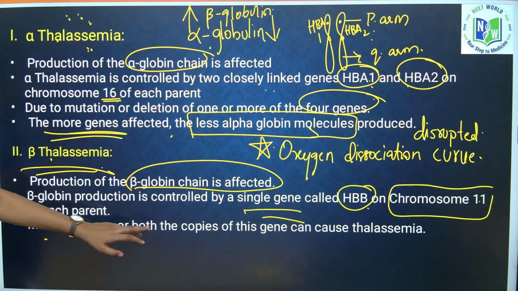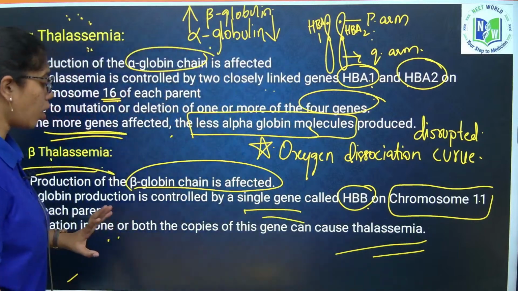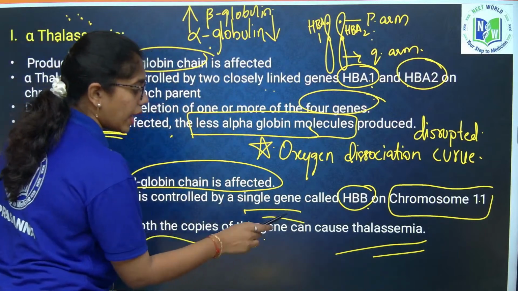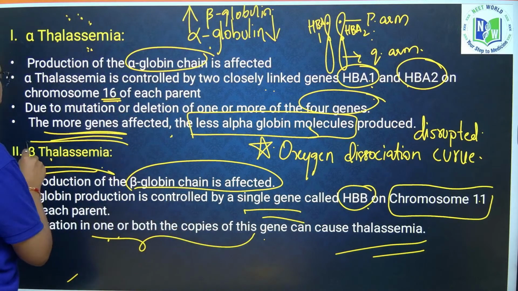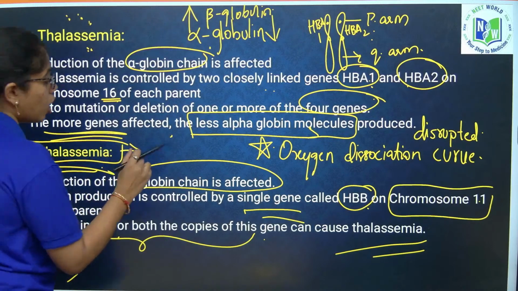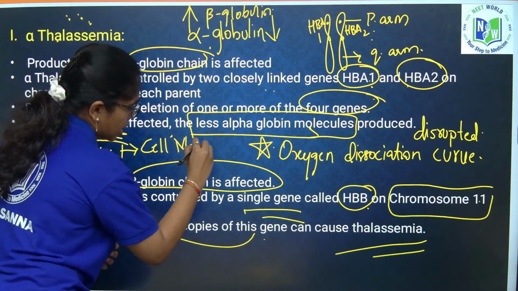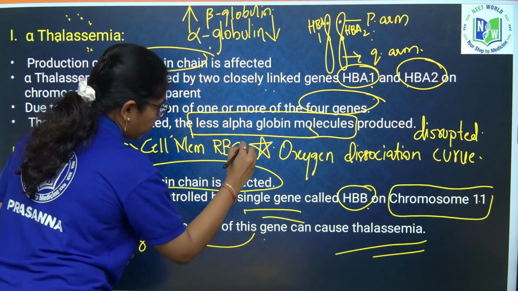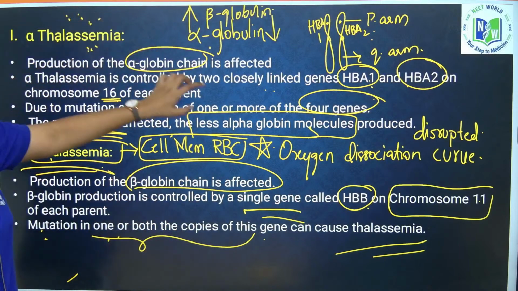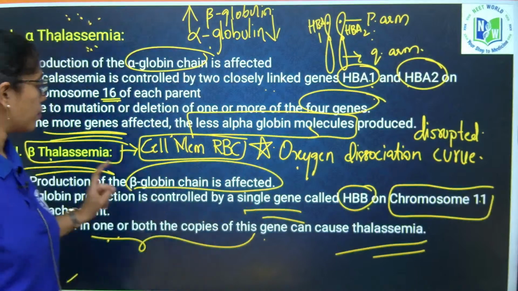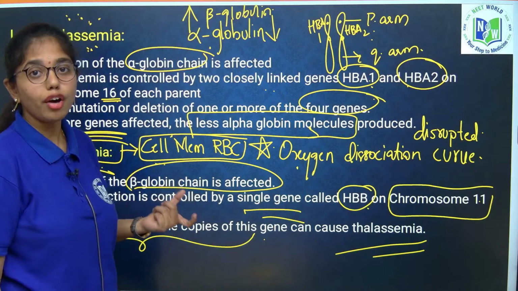Mutation in one or both the copies of this gene causes thalassemia. If any of the copies of the gene are affected, then it will lead to beta thalassemia. Beta thalassemia will affect the cell membrane of RBC. Cell membrane of RBC will be disrupted or affected. Alpha thalassemia will affect oxygen dissociation curve. Beta thalassemia will affect or disrupt the cell membrane of RBC.